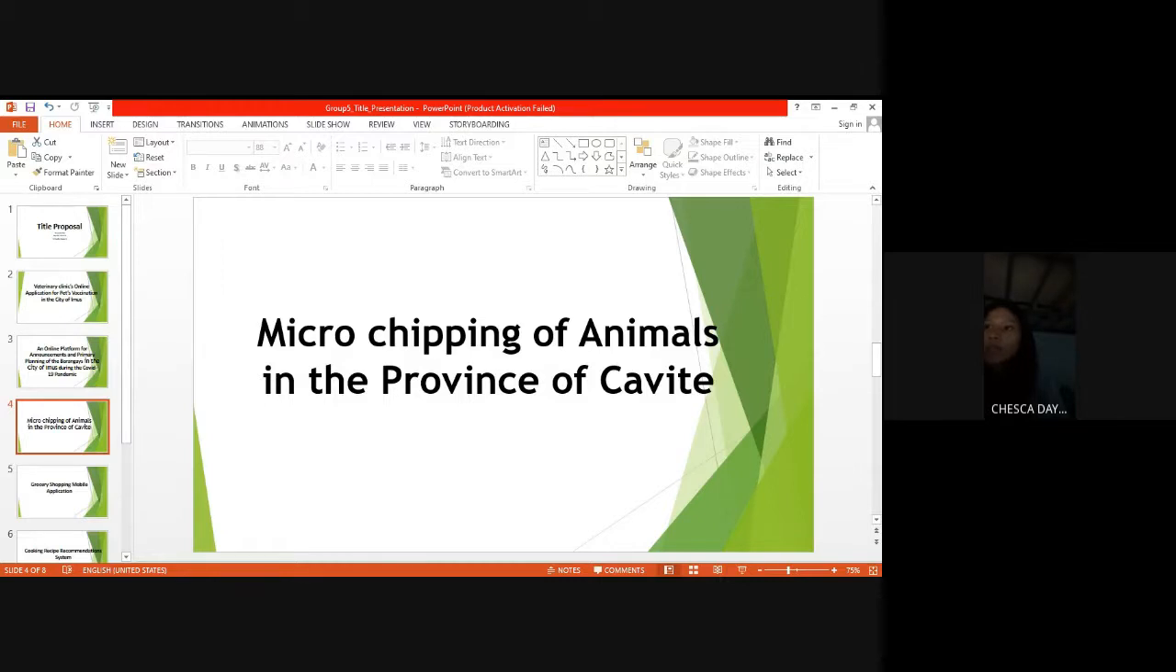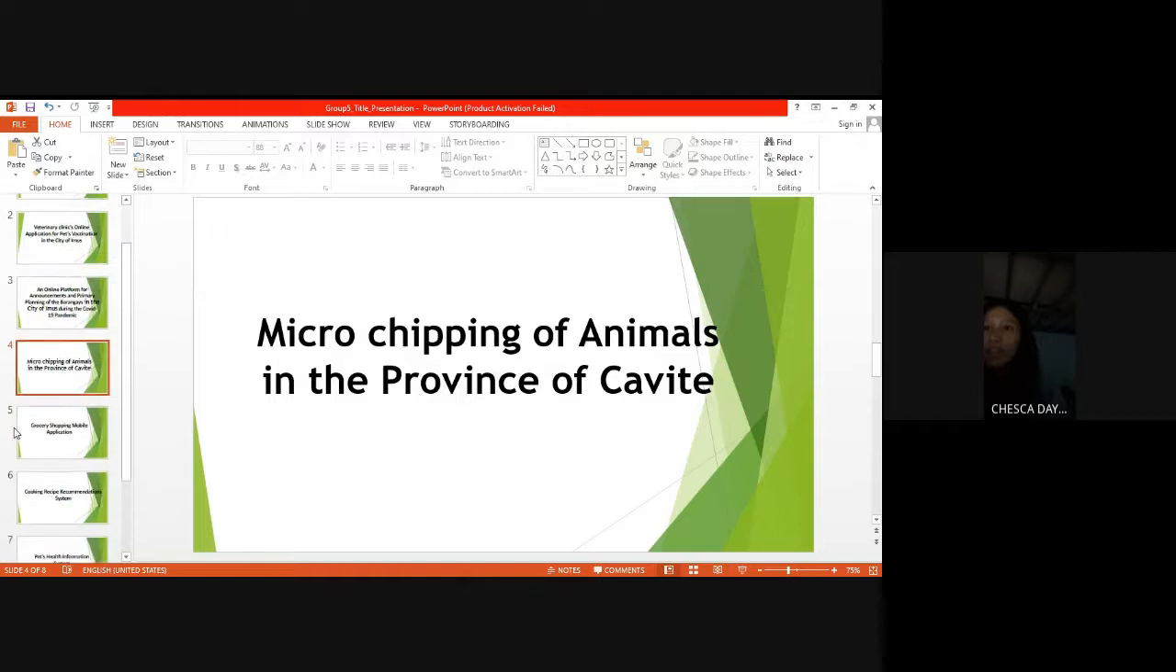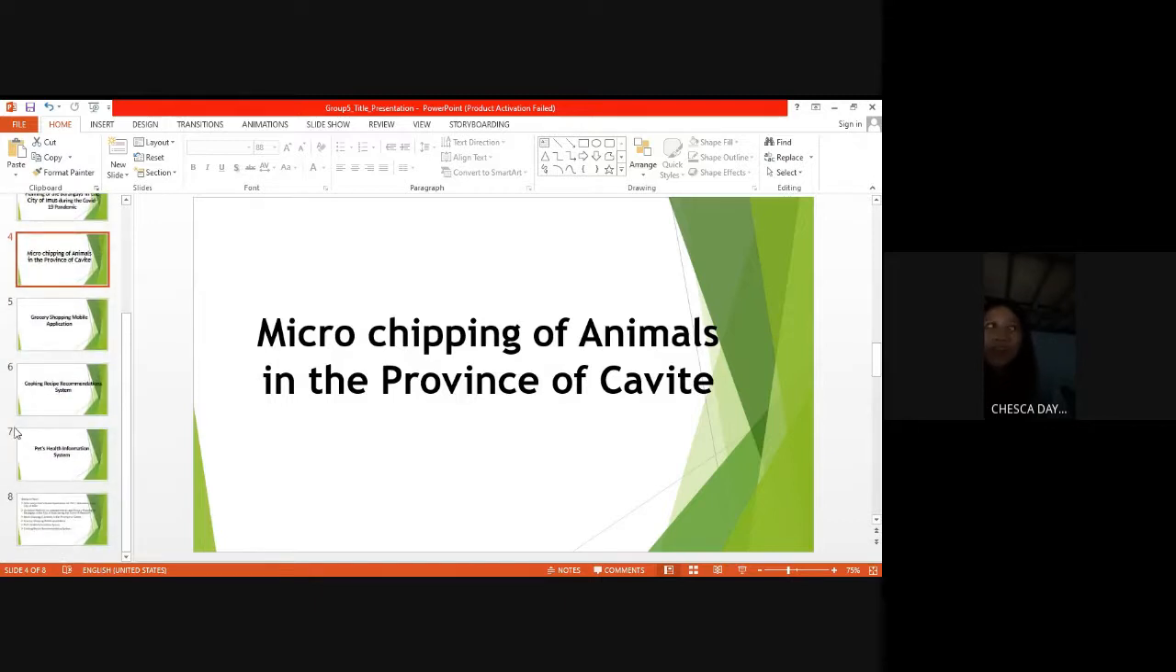Microchip is the way for the pet to get back to the owner once they are lost and someone brings the lost pet to a vet to scan if the pet has an owner. So we came up with this title. As a pet owner, I wanted my pets to have this microchipping. It will help us lessen our concern or worry when they get lost.